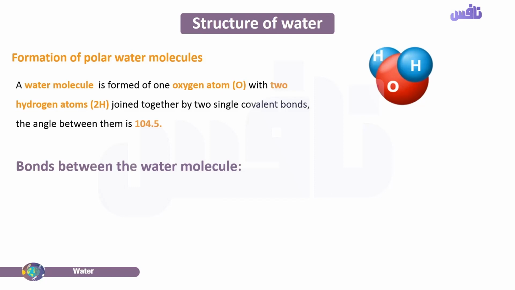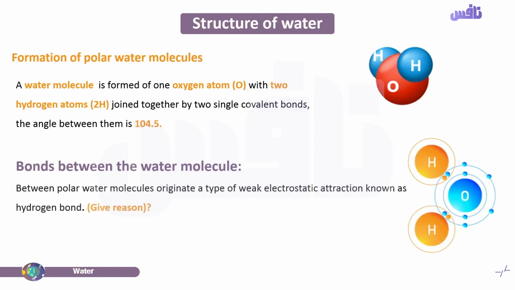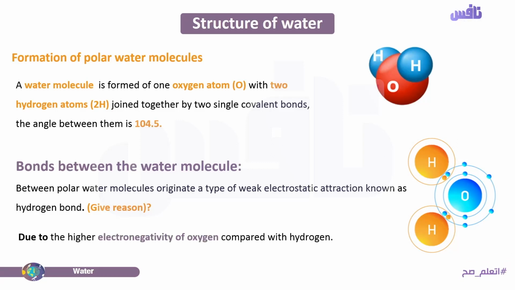The bond between the water molecules. Between the polar water molecules originates a type of weak electrostatic attraction, the hydrogen bond. Between water molecules there is an electrostatic attraction between the atoms, called the hydrogen bond. Why? Due to the higher electronegativity of oxygen.